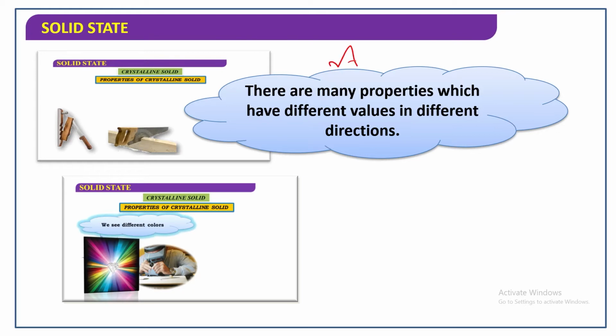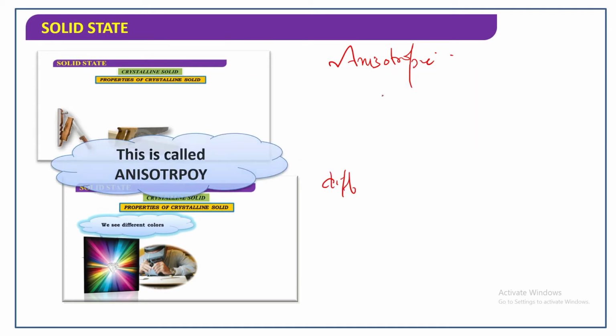Crystalline solids are anisotropic. Anisotropic means they have a different magnitude of physical properties in different directions. So what does that mean exactly? Okay, I'll tell you. What is the exact meaning?